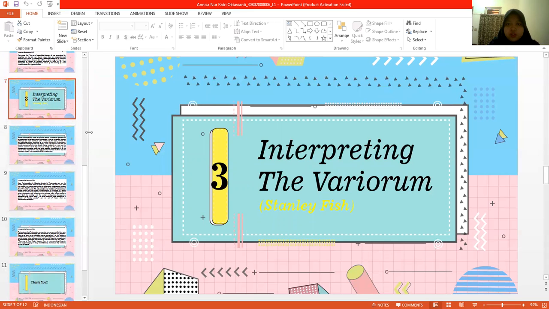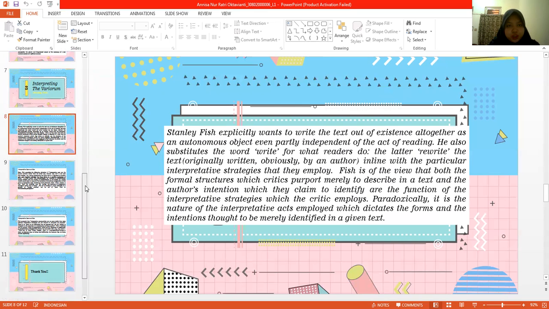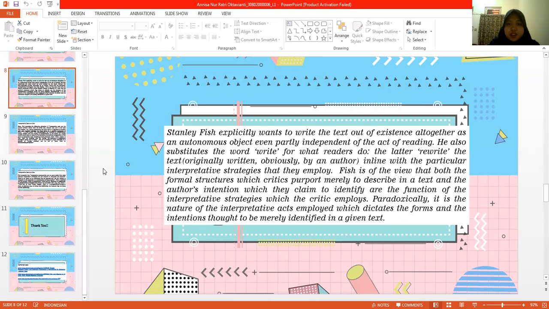Moving on to interpreting the Variorum by Stanley. Stanley explicitly wants to write the text out of existence altogether as an autonomous object, even partly independent of the act of reading. He also substitutes the word write for what readers do. The latter rewrite the text, originally written obviously by an author, in line with the particular interpretative strategies that they employ.